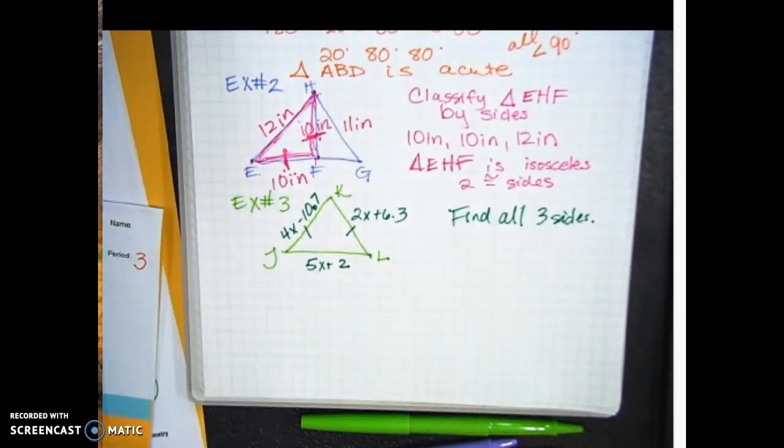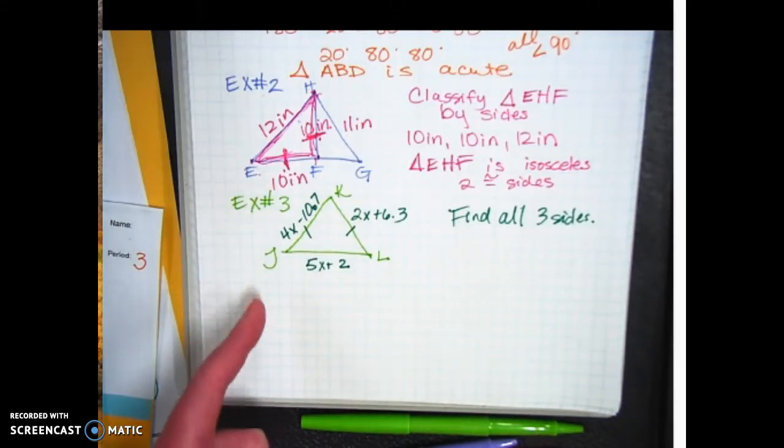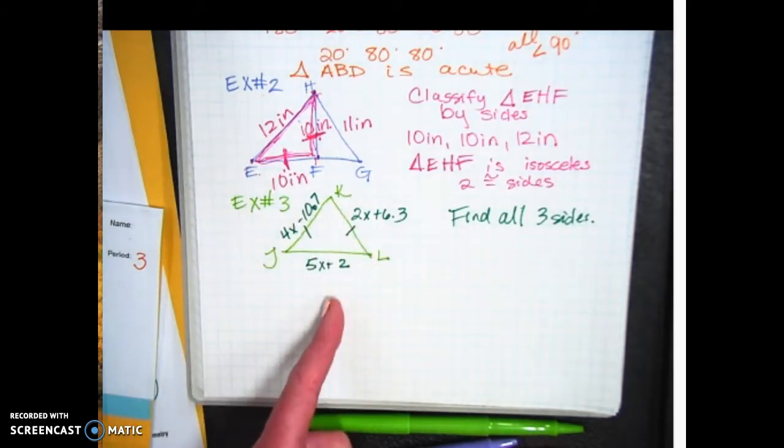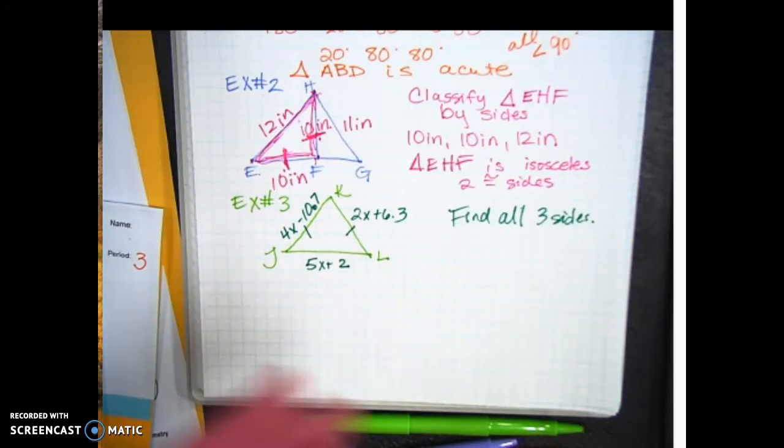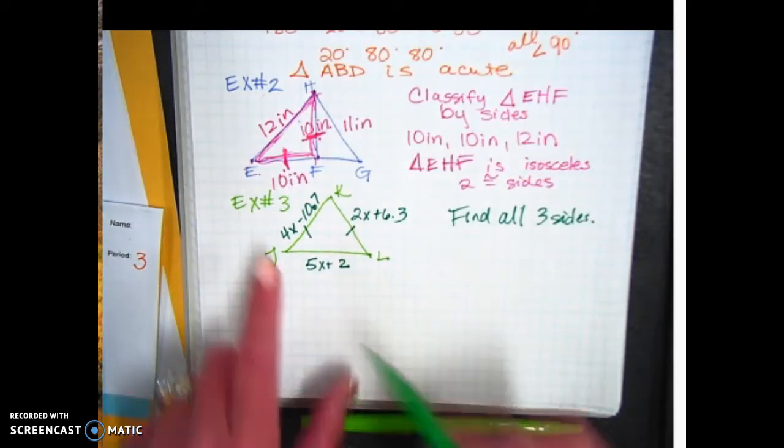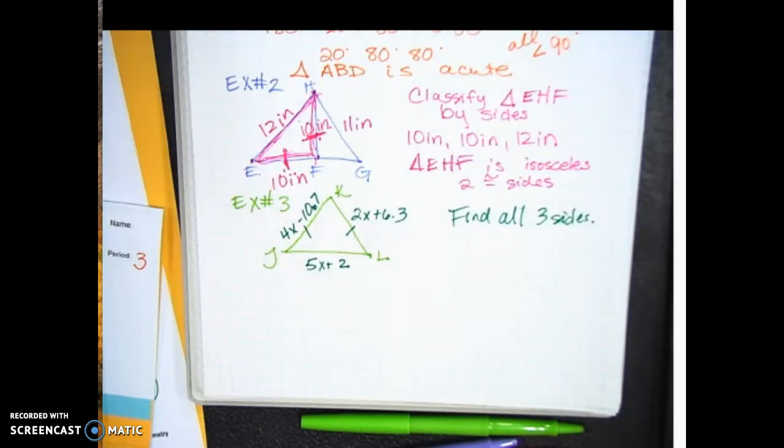Example number 3, they're not asking us to classify. They're asking us to find the length of all 3 sides. So even though it's not saying we need to classify, if we classify first, it's going to help us, okay? And it's pretty easy to classify. We notice right away that the sides are labeled, not the angles. So the 3 sides, so we should probably classify it by its sides, and 2 of them have ticks. So that means it's a what?